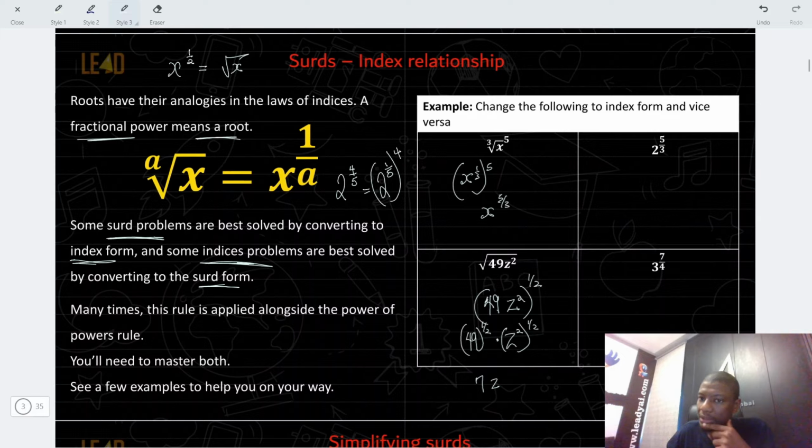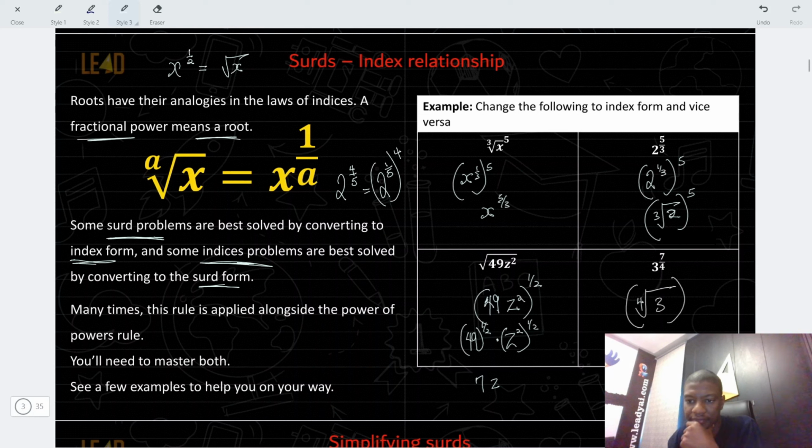This guy here, we can write as 2 raised to the power of 1 over 3, then raised to the power of 5, which would be the cube root of 2 raised to the power of 5. And this would be the fourth root of 3 raised to the power of 7. So you can write it this way. Being able to go back and forth actually helps a lot.